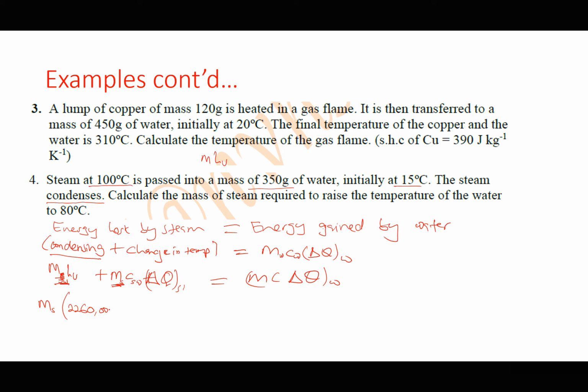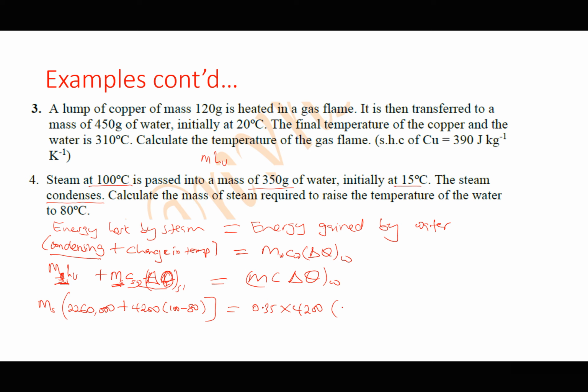2,260,000 plus specific capacity of water is 4,200. Temperature change, temperature is theta, temperature change. We are moving from 100 to 80, so this will be 100 minus 80. This should be now the mass of the water, which is 0.35, specific capacity of water, which is 4,200, times the temperature change of water.